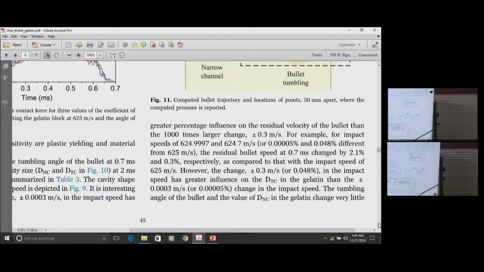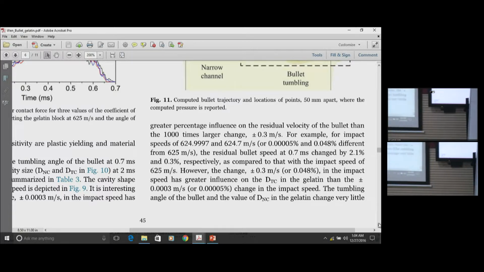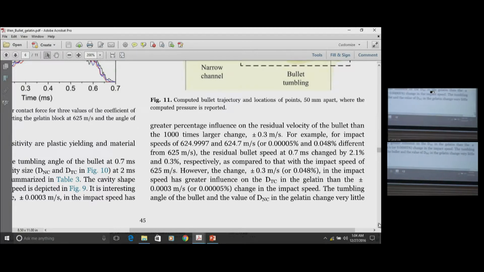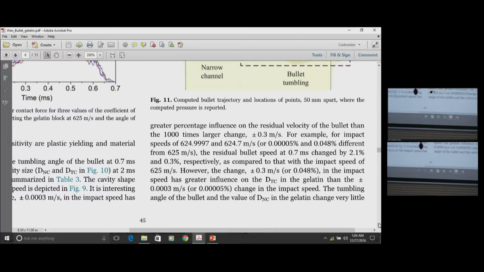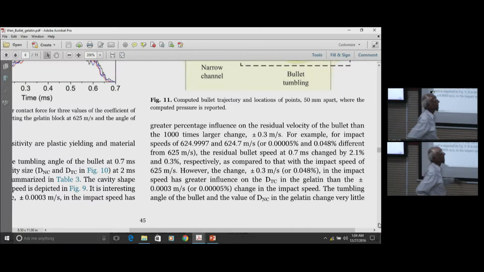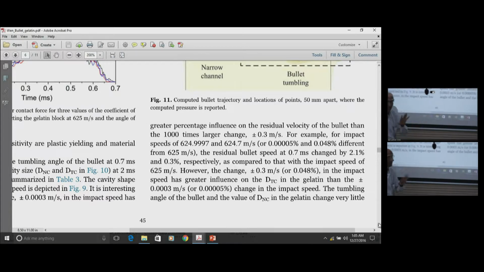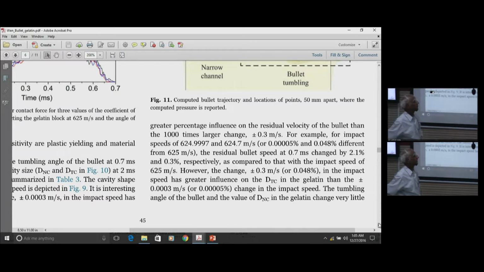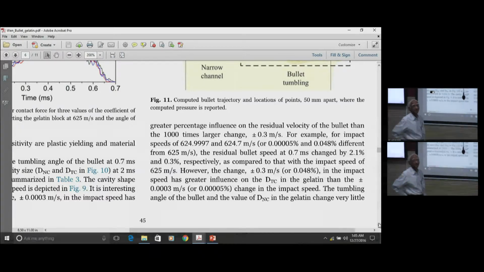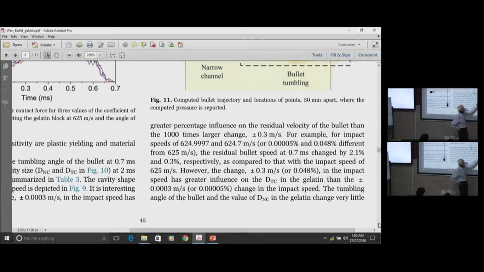Okay, see, for impact speeds of 6 to 124.9997 and 6 to 124.7 meters per second, the difference is 0.12345%. But the residual speed changes a lot. So the residual bullet speed changed by 2%.